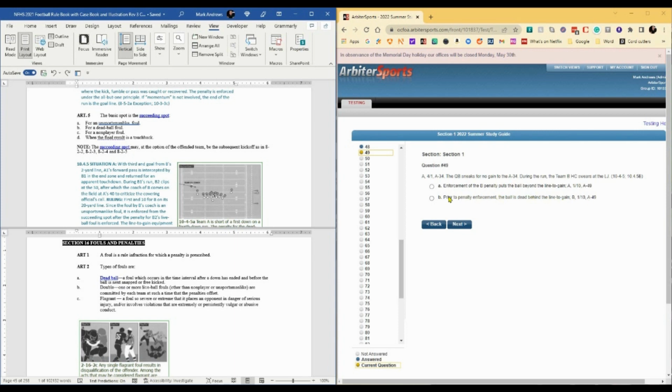And B says it all. Prior to penalty enforcement, the ball is dead behind the line to gain. B, 1st and 10 from the A49. Okay, so we're moving him back. A49. Right.